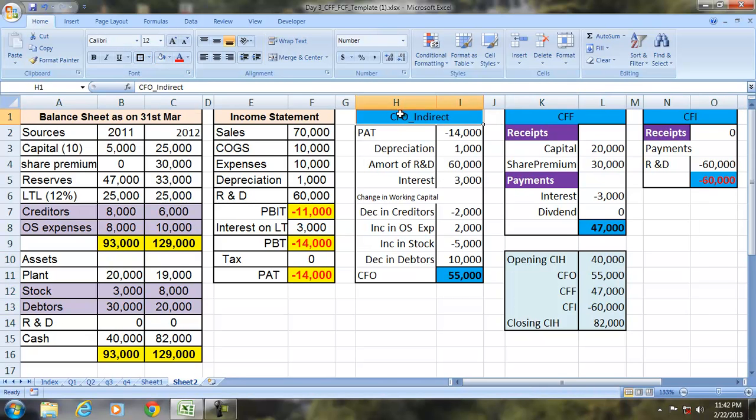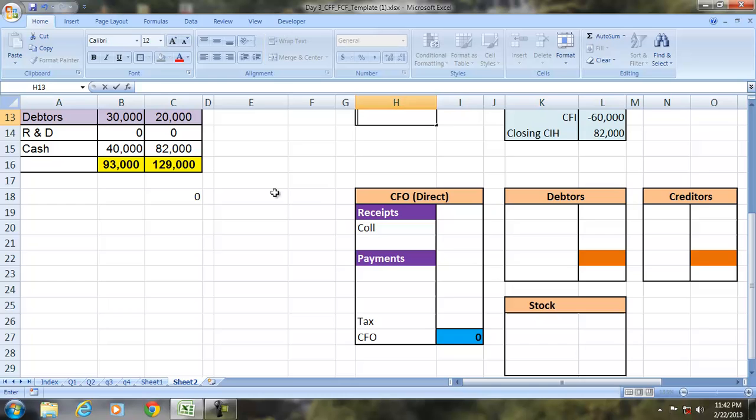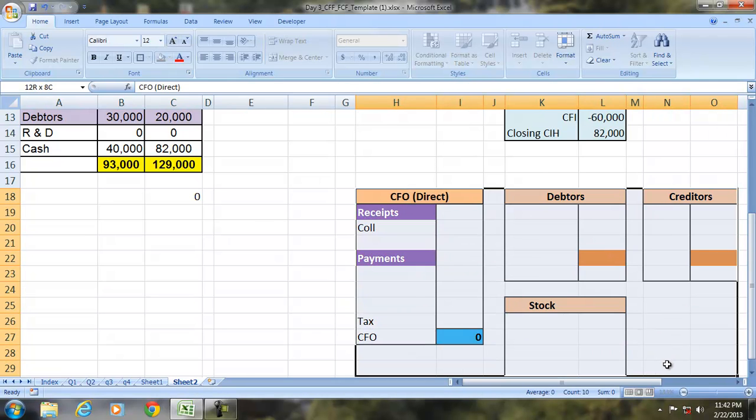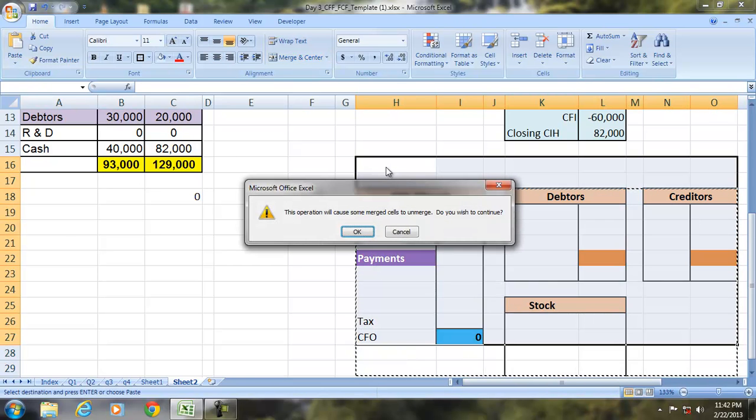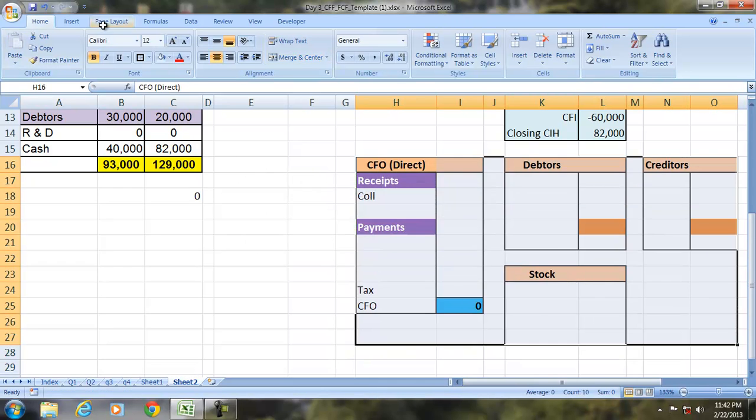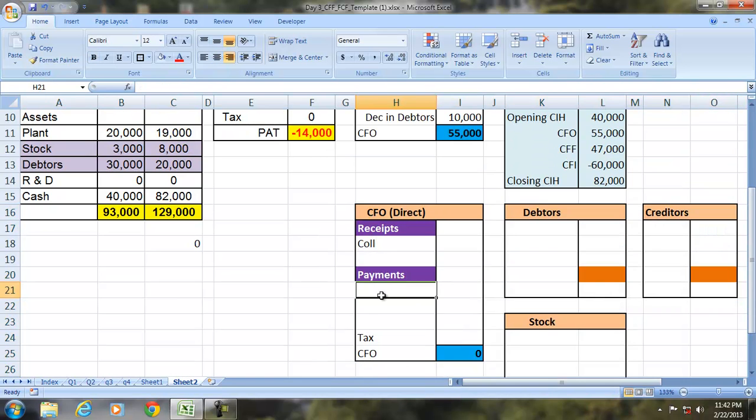As usual, let us also find how to find CFO by using the direct method. So CFO by using the direct method. In case of direct method, we try to understand the cash from the collections, cash from the cash sales, cash payments towards expenses, and cash payment towards the acquisition of stock.